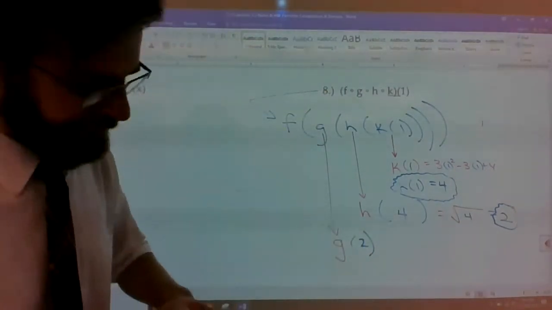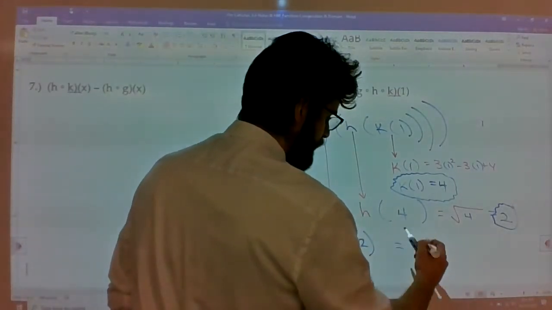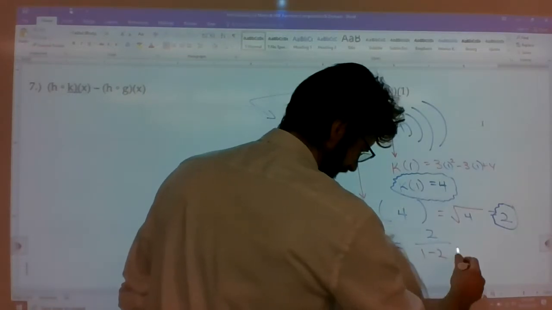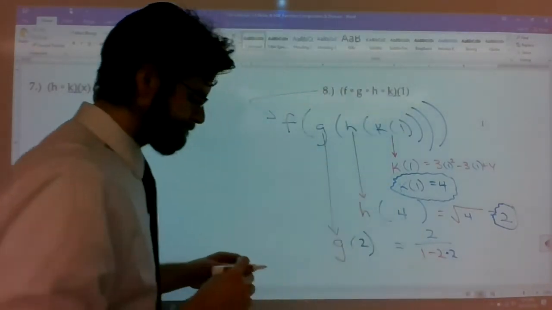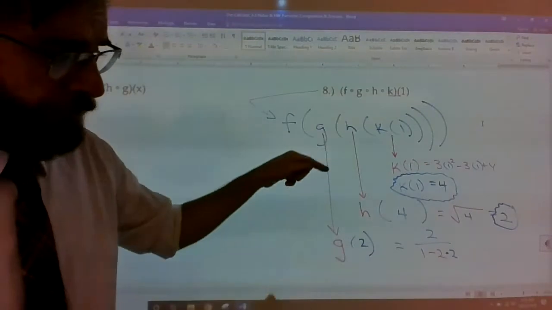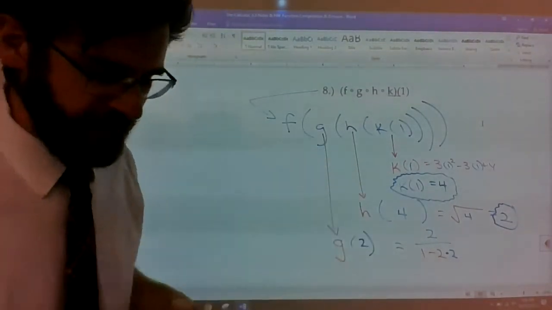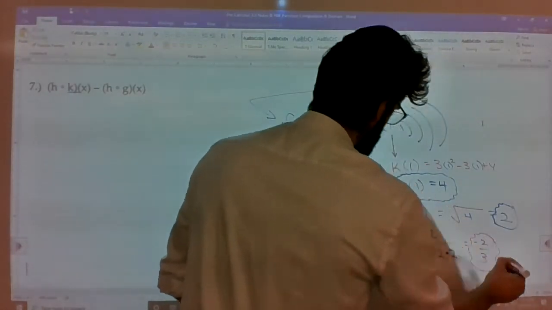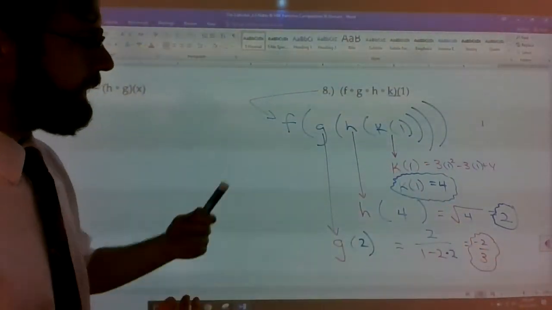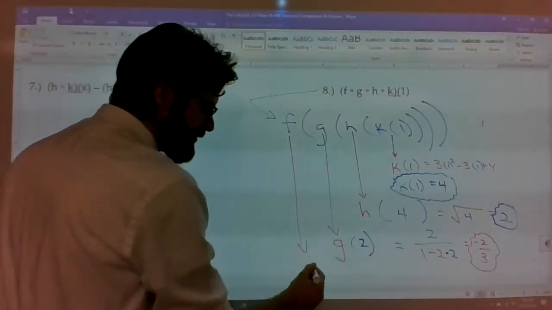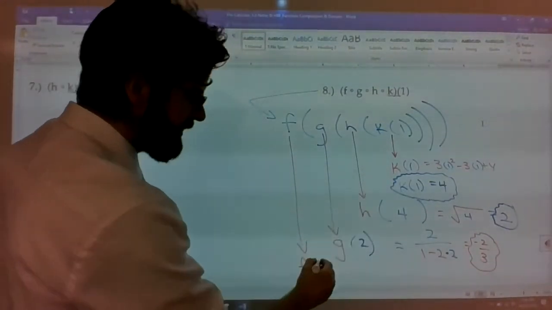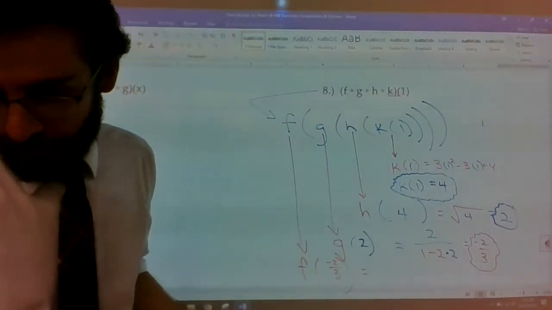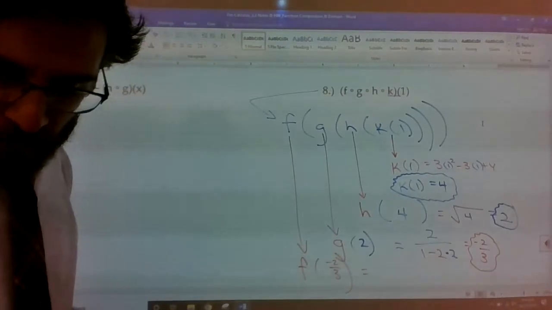G is just that fraction function that we had, where you put 2 over 1 minus 2 times x. So it's just 2 over 1 minus 4. 2 over negative 3. It's negative 2/3. And then we go all the way out to the last one. It's going to be the function f of negative 2/3 now. F was a polynomial. 4x squared minus 4x plus 5.